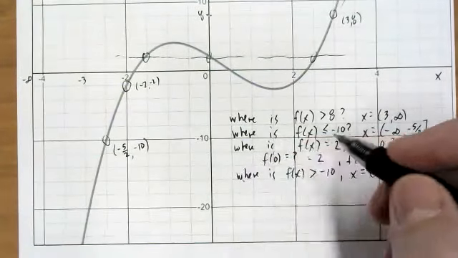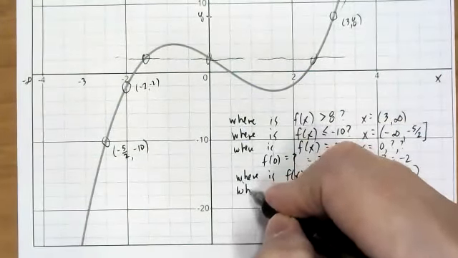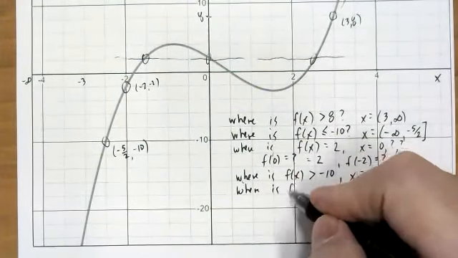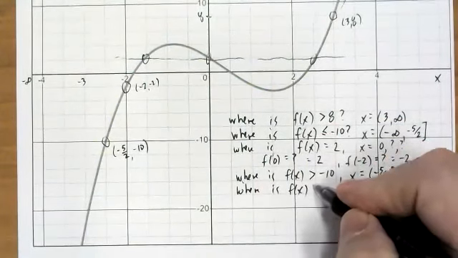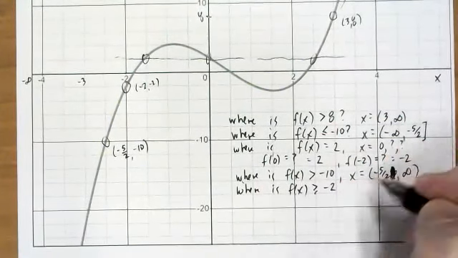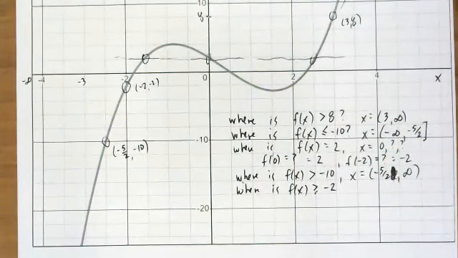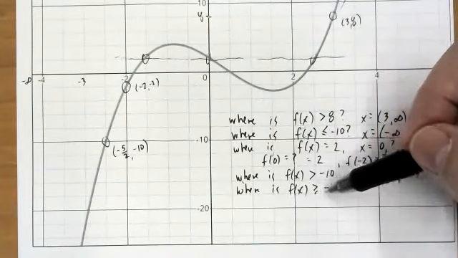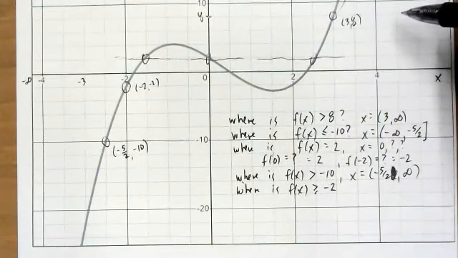Last one for this graph, how about where is f of x greater than or equal to negative 2? Actually, I lied. I'm going to ask another question. Well, no, I'm not. This will be it for this one. Where is f of x greater than or equal to negative 2? Hopefully you're getting this down by now.